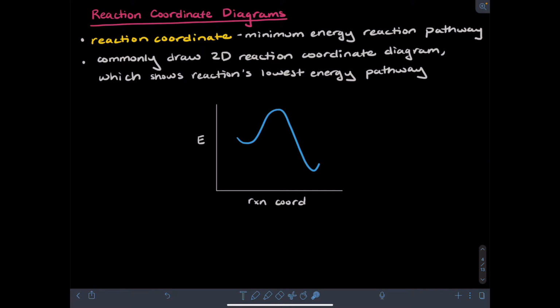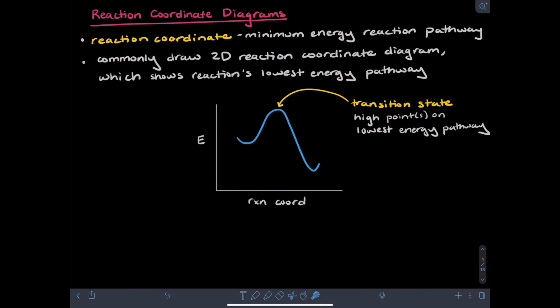In this case, I'm showing a reaction with a single barrier where the product is lower in energy than the starting material. The transition state is going to be a high point along the lowest energy pathway. And here, because I'm drawing this two-dimensional diagram, I'm only showing the lowest energy pathway. You could have one transition state for a single step reaction, or multiple transition states for a multiple step reaction.